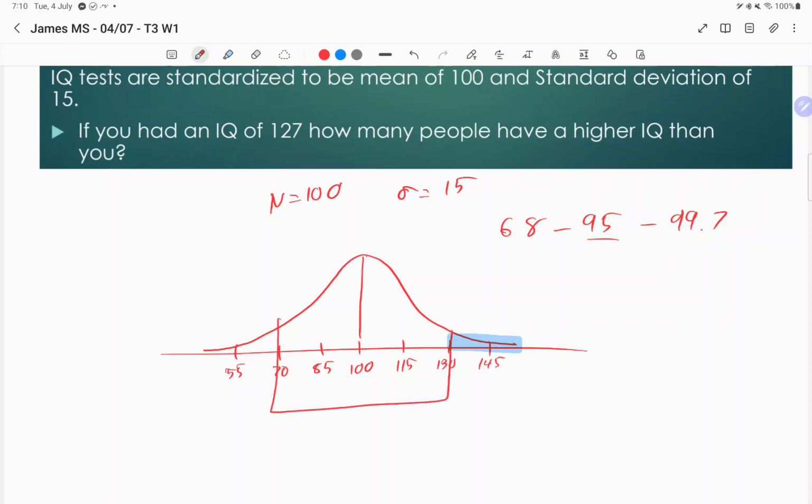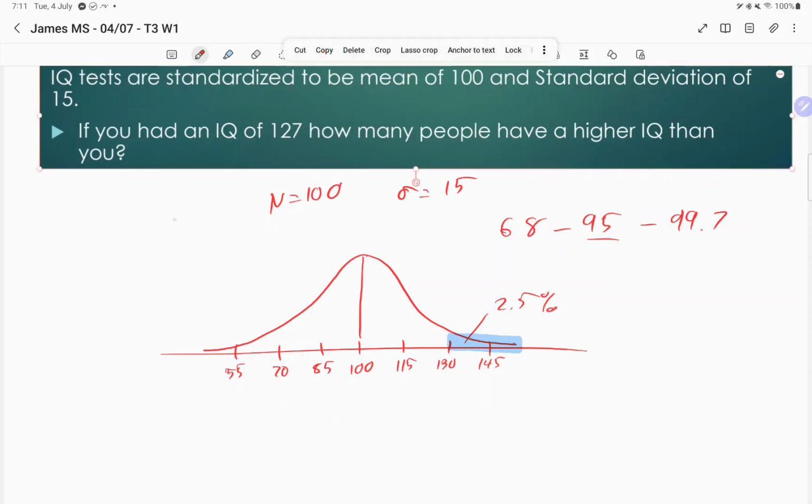So I know from here to here is 95. And then 100 subtract that is 5, divided by 2. So that's 2.5%. Okay, so only use one of them, don't use two of them, because they're both estimated numbers. So you're in 2.5% if you are above 130.